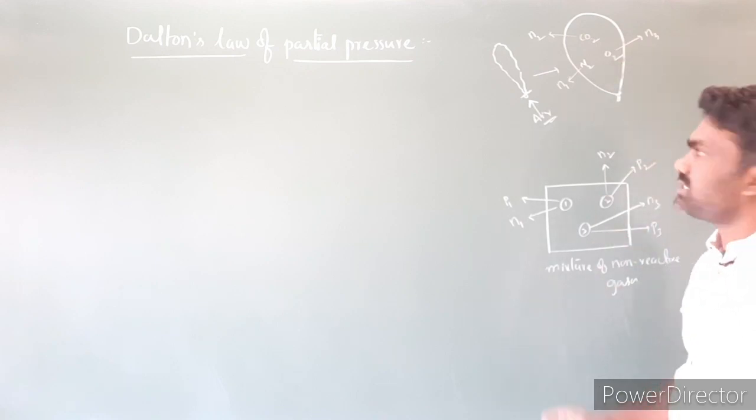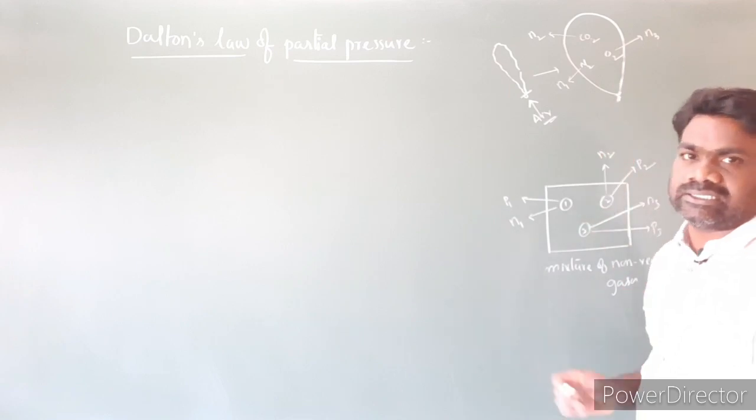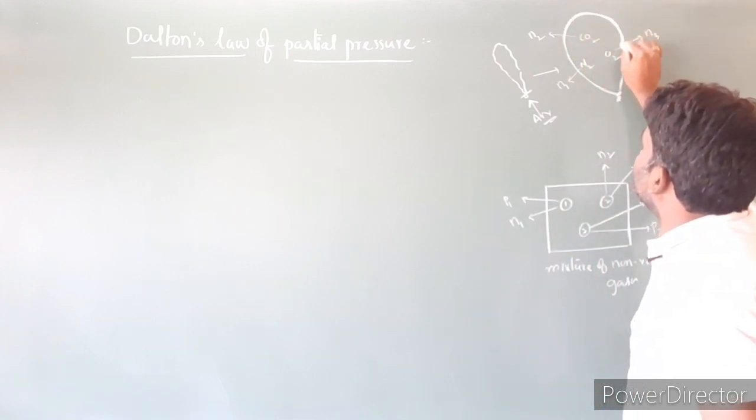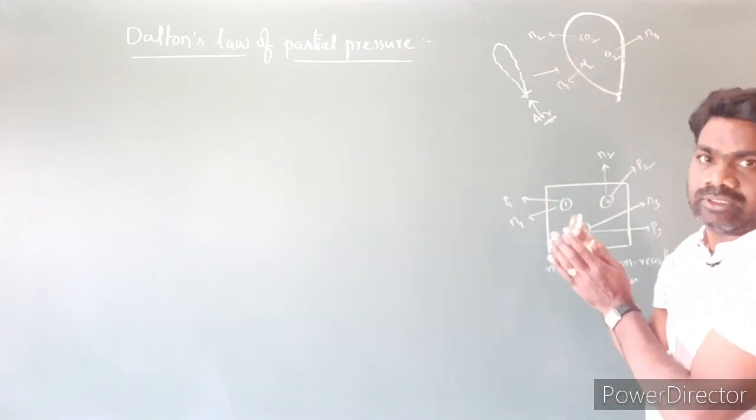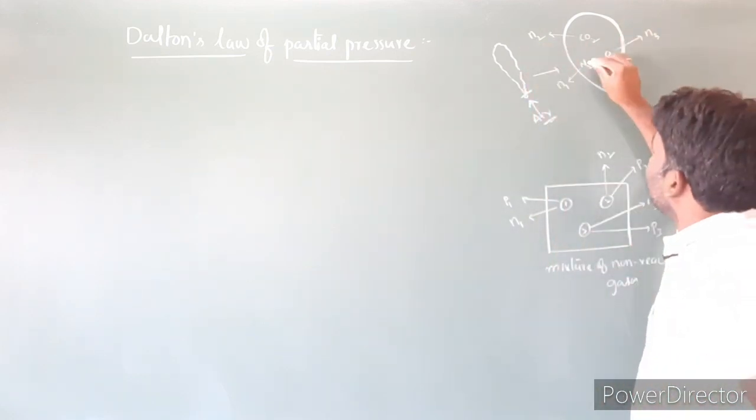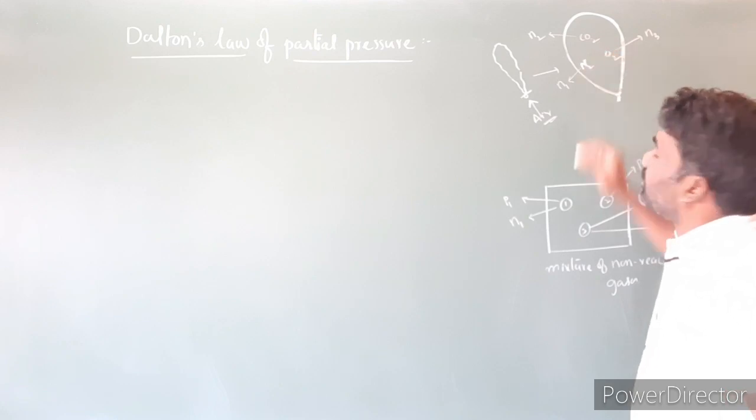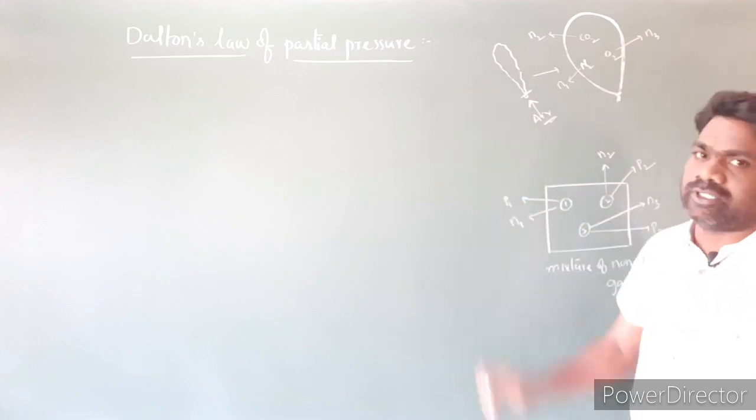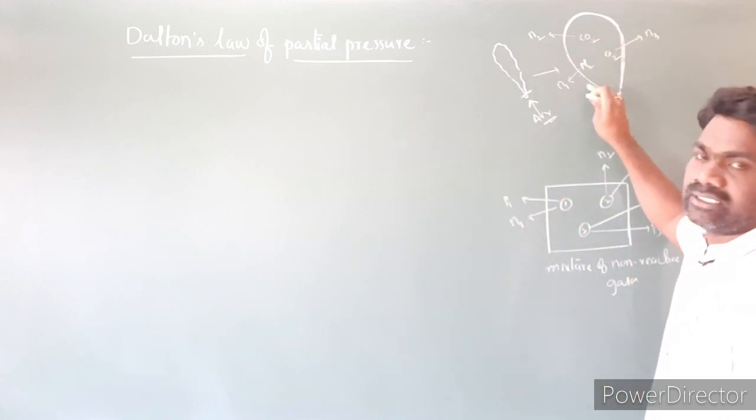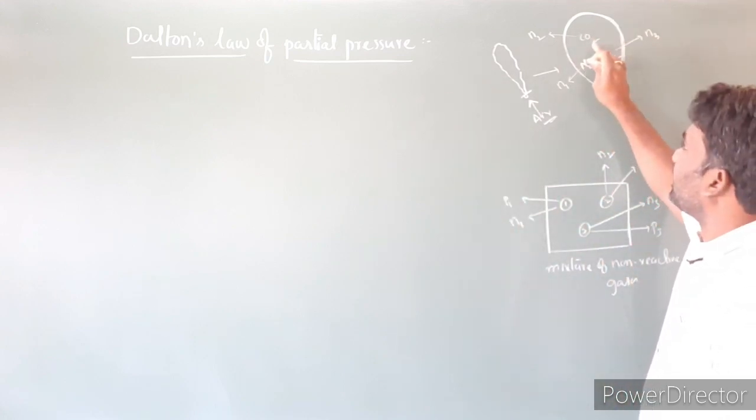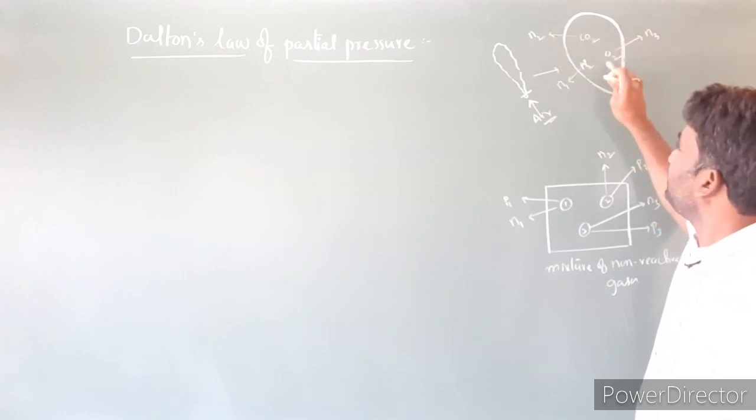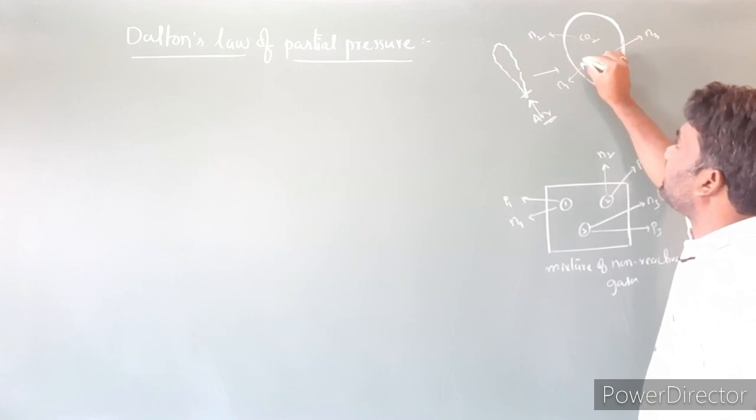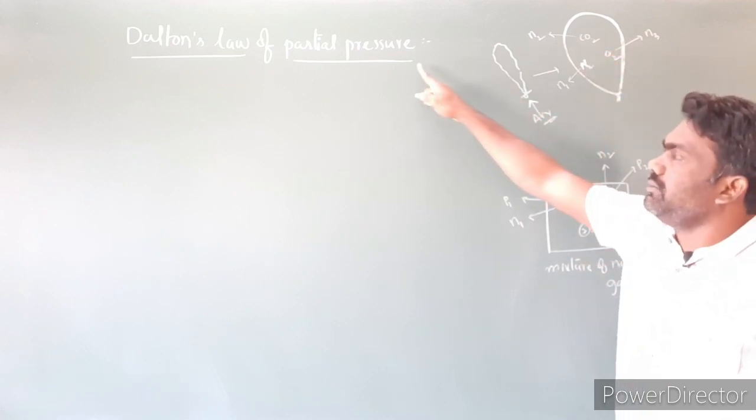Next, all these gases exert pressure upon the walls of this balloon. As a result, the balloon bulges out. The pressure exerted by the nitrogen on the walls of this balloon we call the partial pressure of nitrogen. In this mixture of gases, nitrogen exerts pressure, carbon dioxide exerts pressure, and oxygen also exerts pressure. In a mixture of gases, the pressure exerted by the individual gas is called a partial pressure.